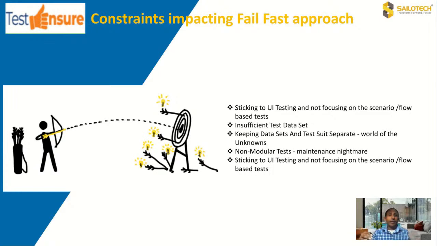And then insufficient test data sets. All these things I'm talking about are related to test automation. Why? Because if I am doing manual testing, I would test with one data set and I'm good to go. Okay, this is working fine. The flow is working fine. Pass, and move on, right? But there are so many variances in the data that might cause failures or defects, right?